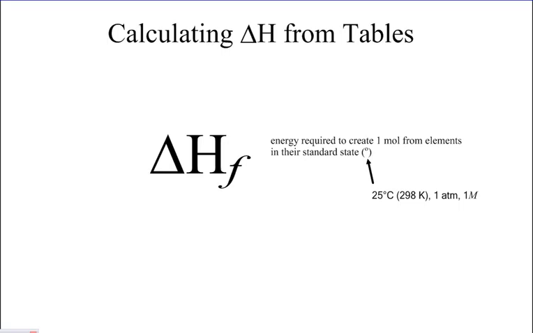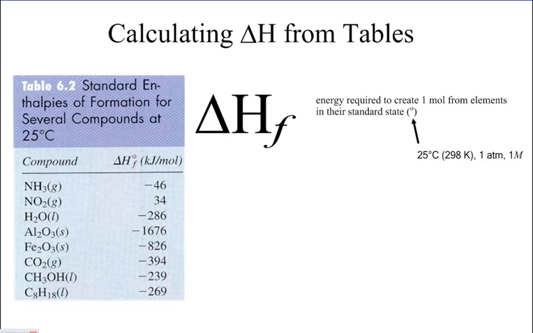On the AP test, you'll typically be given this information in tables, like this one taken from your notes, where these are the heat of formations for 1 mole of each of these compounds. So 1 mole of water is negative 286 kilojoules per mole to produce it. And since these heats of formations are at standard conditions, or in their standard state, these compounds will also be in their standard state, meaning that water under these conditions is a liquid. Ammonia under these conditions is a gas.